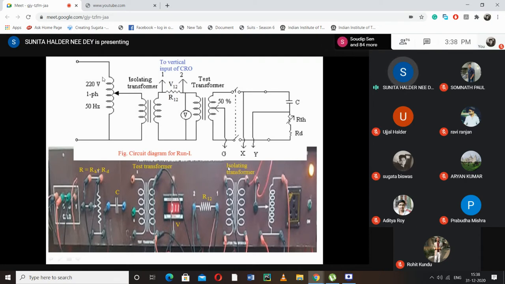So here we have to connect from variac to isolating transformer, then isolating transformer secondary to R12, then from R12 to the primary of the test transformer. From the test transformer there is no secondary connection; the secondary will be open. Now the return path: from the test transformer to the isolating transformer secondary, then from the isolating transformer return to the variac, and this variac input is connected to the source. So this much will be the circuit.